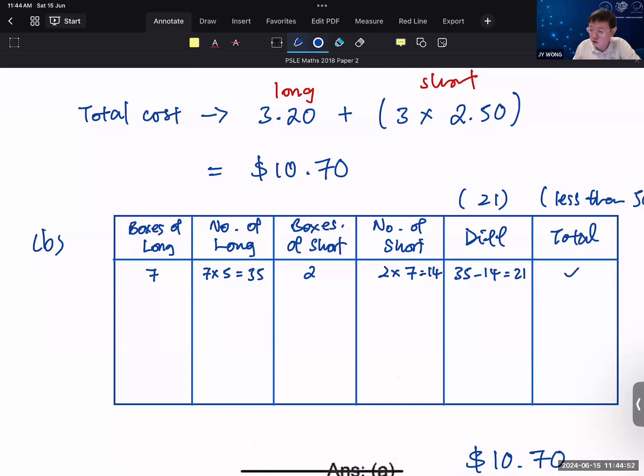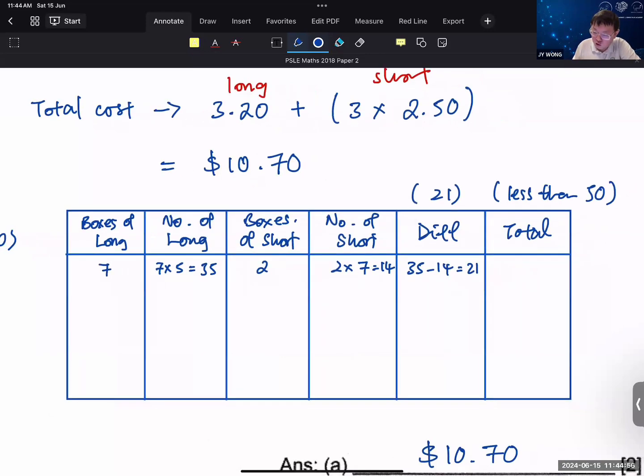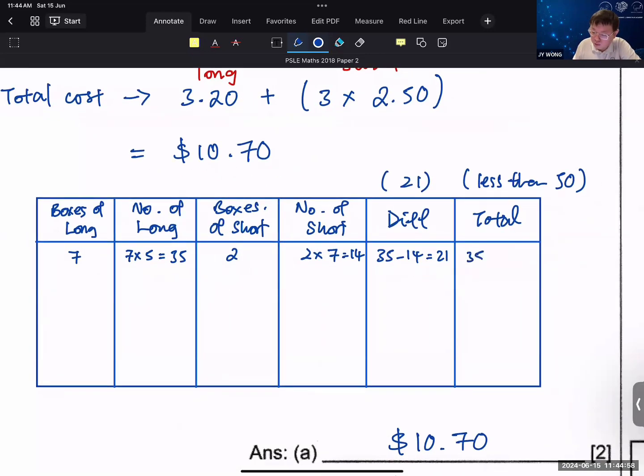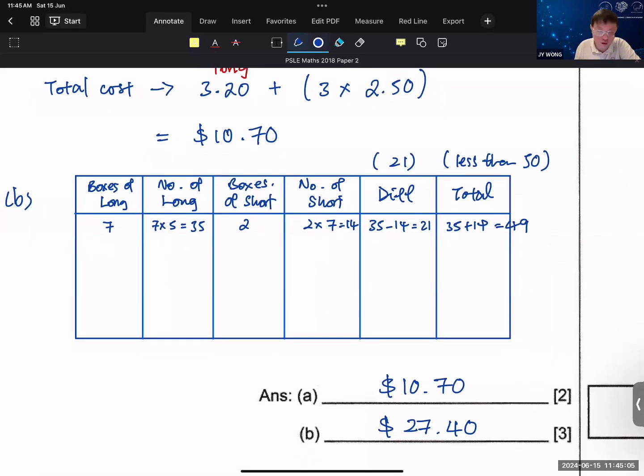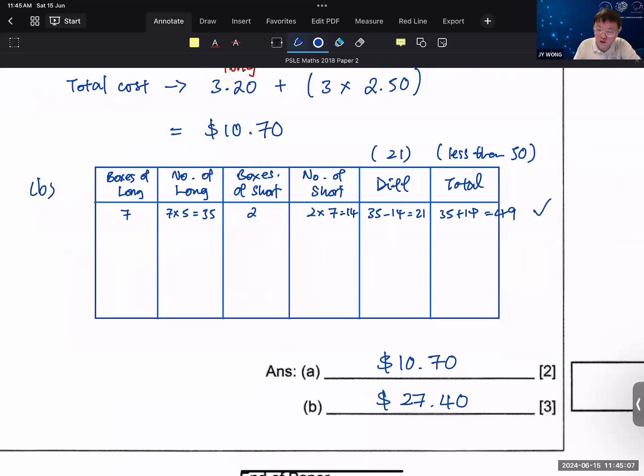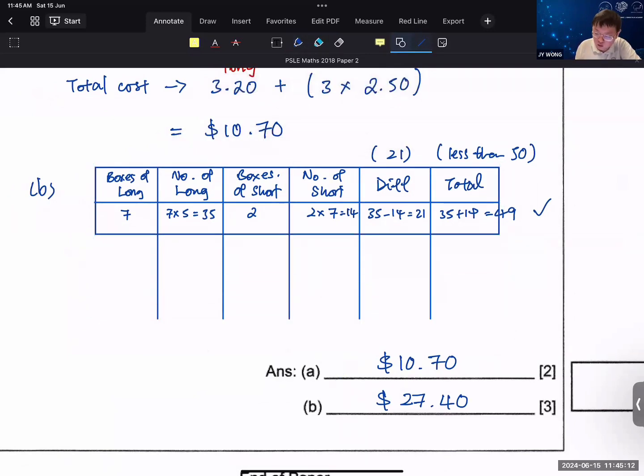Oops. But be careful. Check your number of candles. 35 plus 14, is it less than 50? Yes, it is less than 50. So we found the answer on the first try. I actually don't remember what the answer is, but coincidentally, I found the answer on the first try. Obviously, you won't always be so lucky. I totally did not rig that.